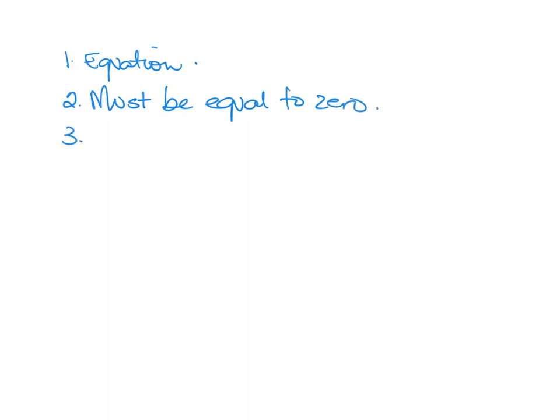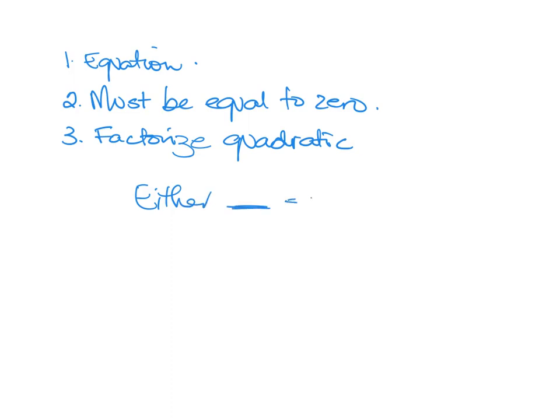To solve a quadratic equation, you factorize the quadratic, and then you would put either one bracket equals 0, the next bracket equals 0, and then you would solve each one to come to two solutions for x. The only one that does not give you two solutions is a perfect square.